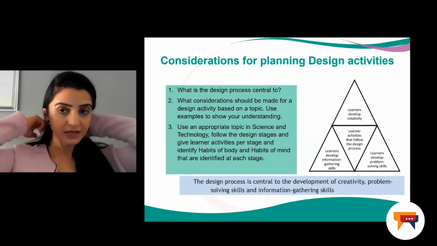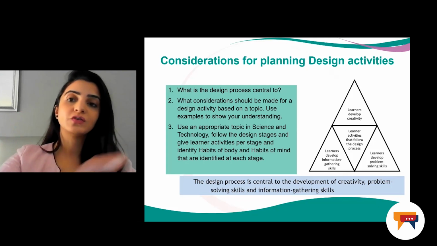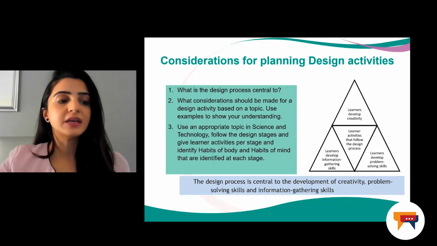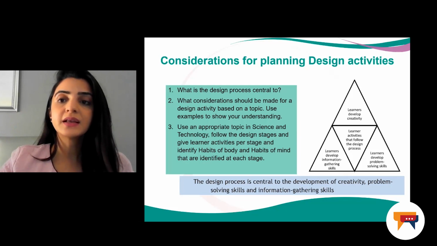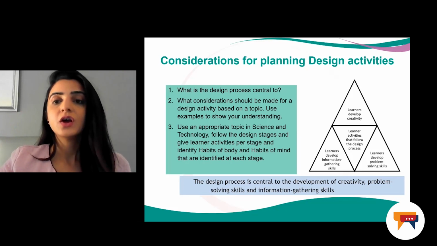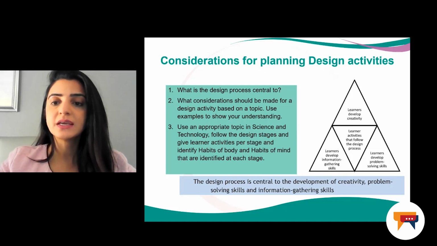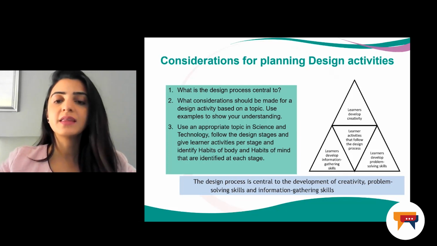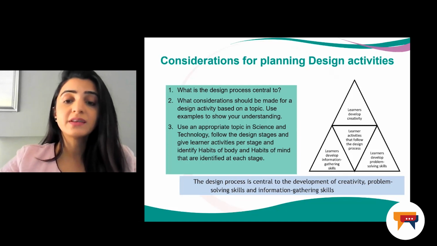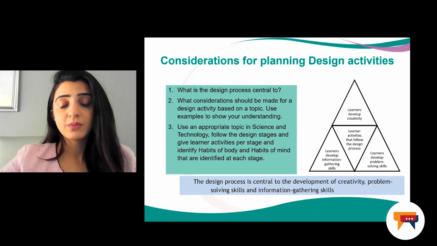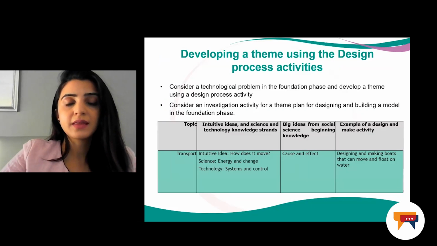So remember, we did speak about this in the previous units, about habits of body, habits of mind. So do you see how everything integrates within each unit? This is how you need to go through your content unit by unit. Systematically is the best way to understand correctly. So remember, the learners' activities follow the design process. So in terms of creativity, they're developing problem solving skills, and then they need to actually develop information gathering skills. So the design process is central to all of these, the creativity, problem solving, and information gathering skills. Very important for you to understand that.